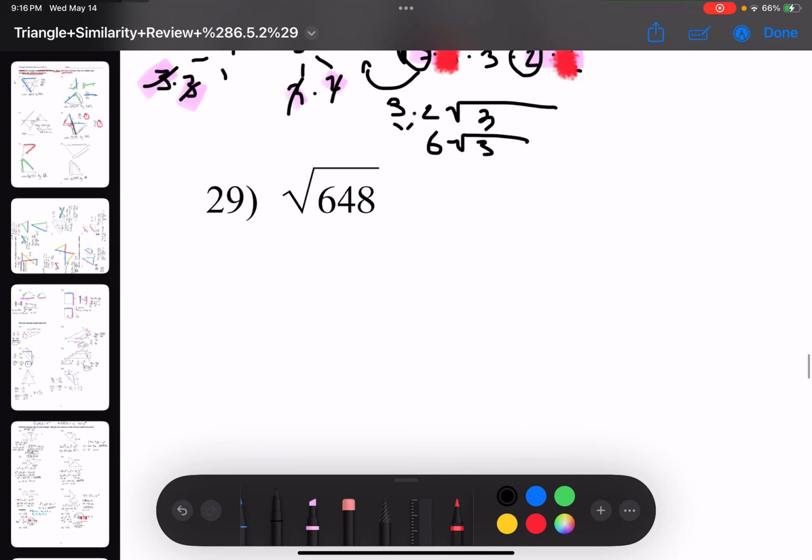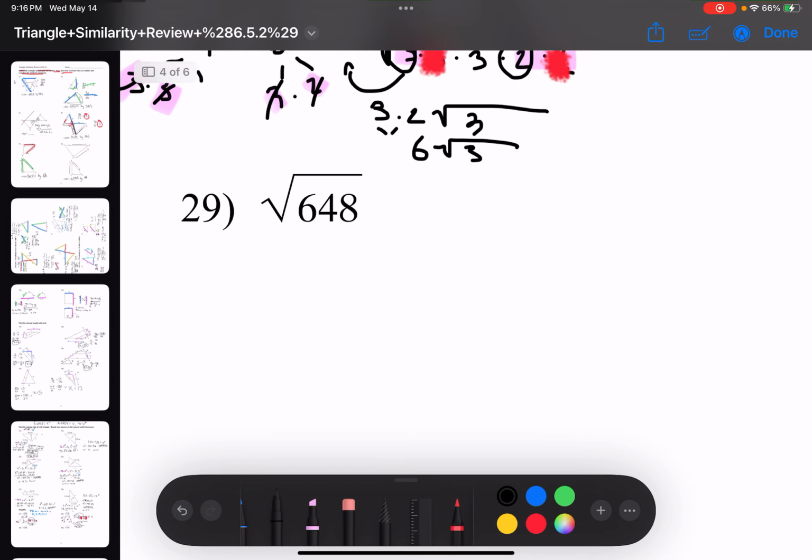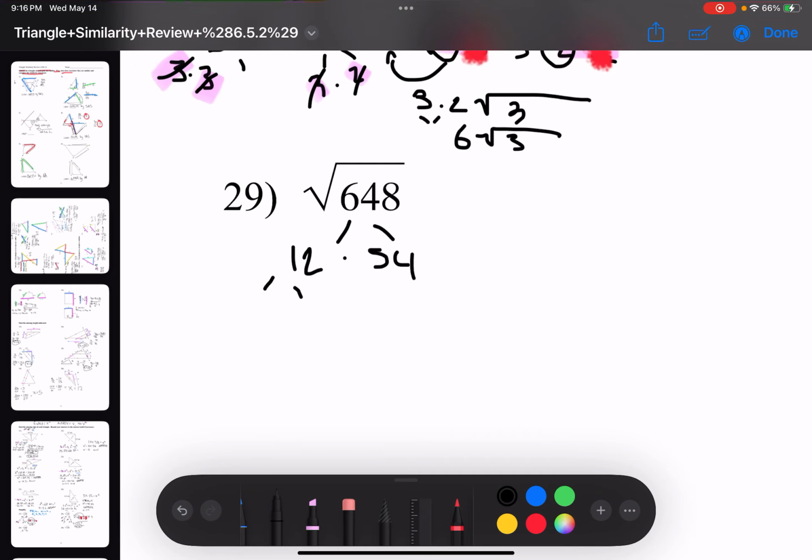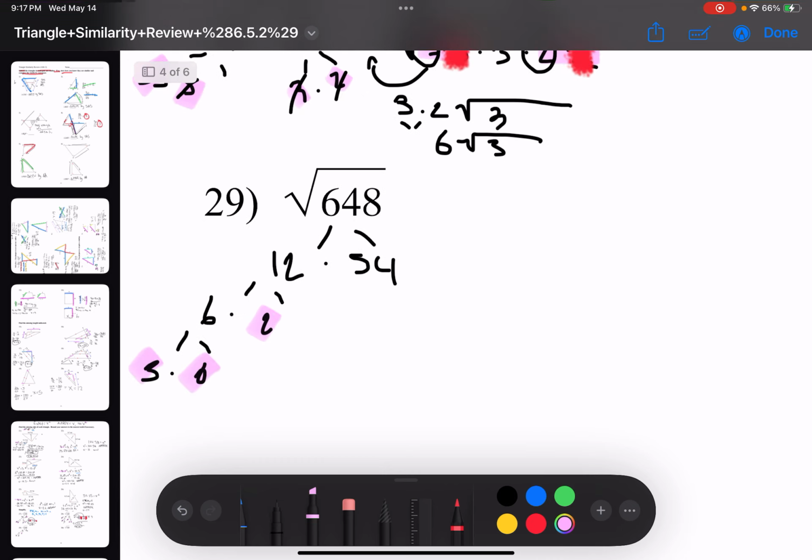Anyways, 648. Let me get to work. So, let's try 648 divided by 12. Oh, it does go into it. 12 times 54. Yes. Let's work on this 12 first. 6 times 2. Boom, our first prime number. 3 times 2 to get to 6. Right? We're breaking it down, we're breaking it down. That's a 3, yeah, that's a 3.